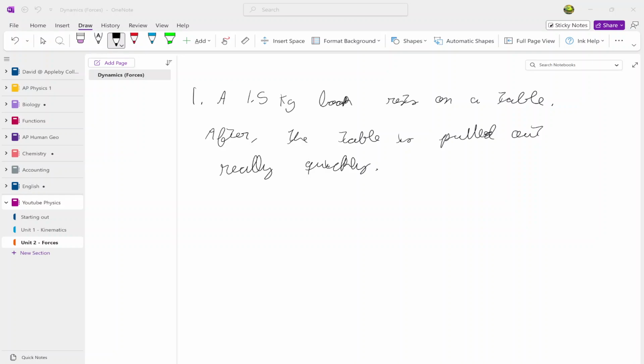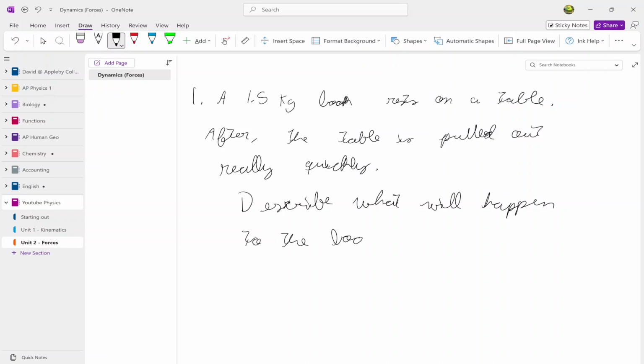Okay. So try to describe what will happen to the book and why, using, of course, Newton's first law.